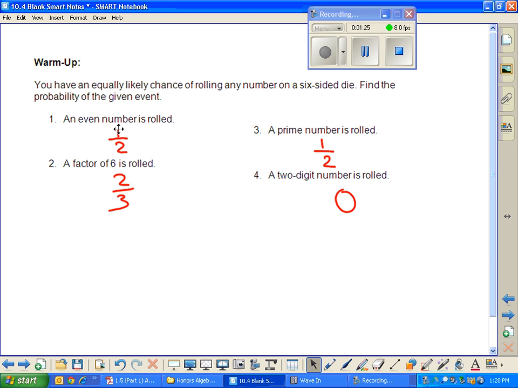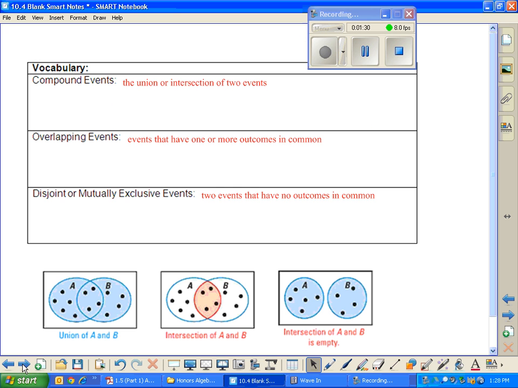Yeah, that's fine. 0 over 6, I'll get the message, yeah. That's perfectly fine. Alrighty, vocabulary for today.